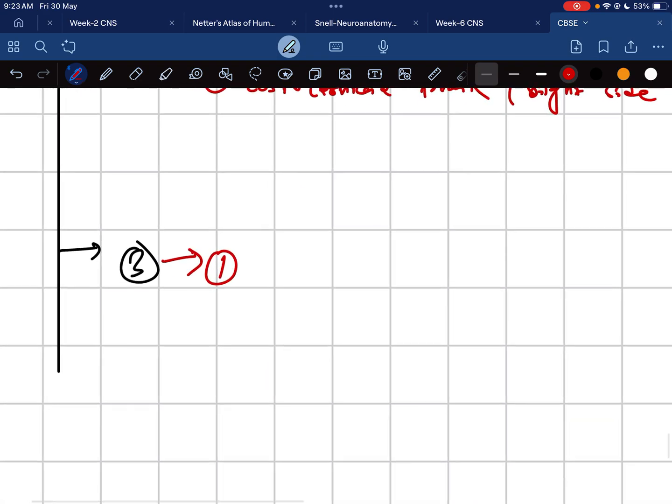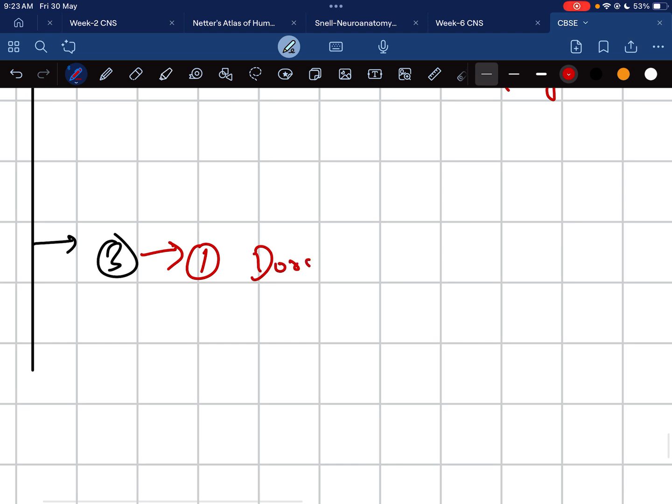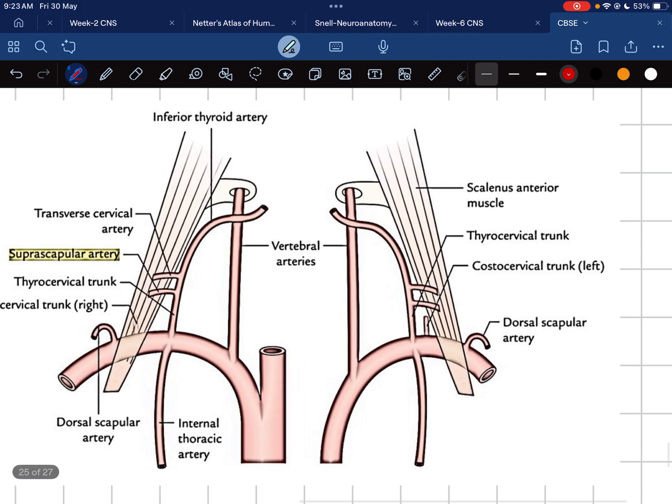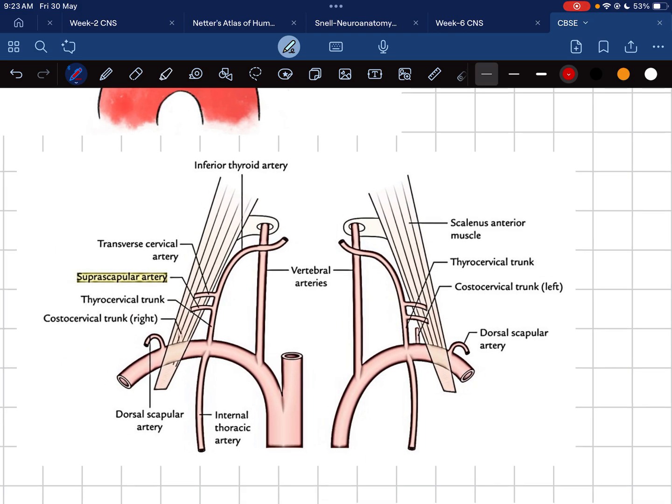Moving on to the third part, it gives one branch, the dorsal scapular artery. Now we are moving on to the image. In this image we can look at the first part. After the first part, there is the second part and the third part. So this is the second part and the third part.